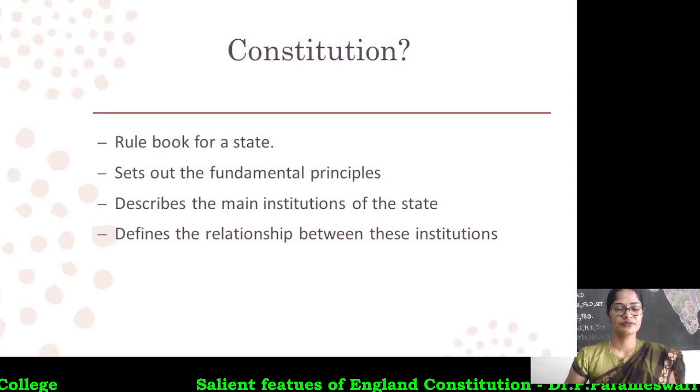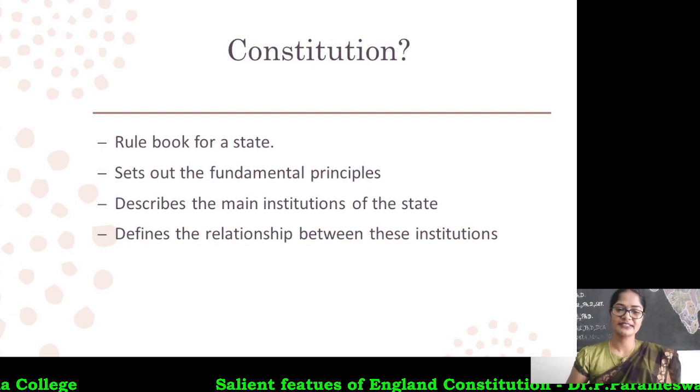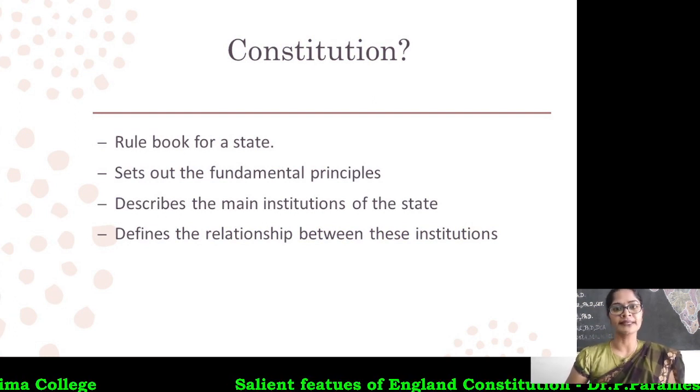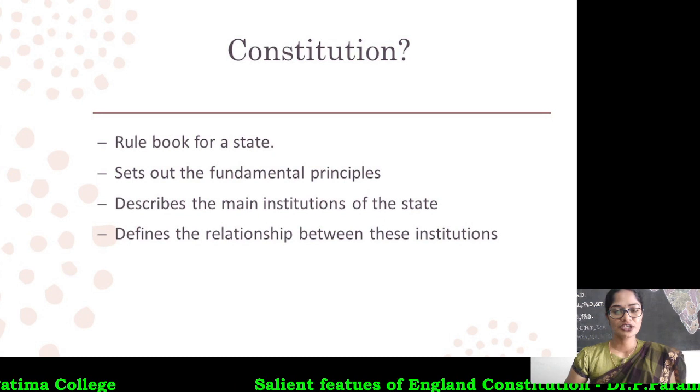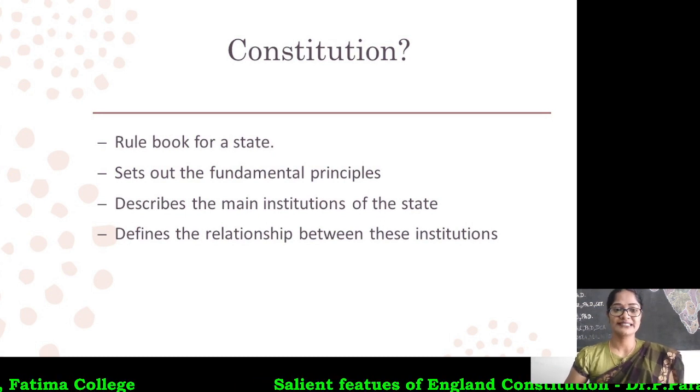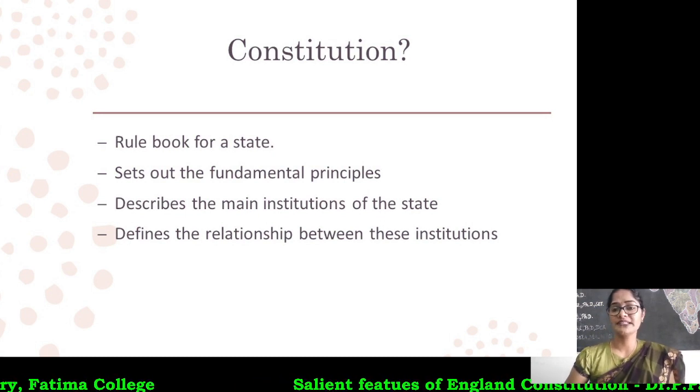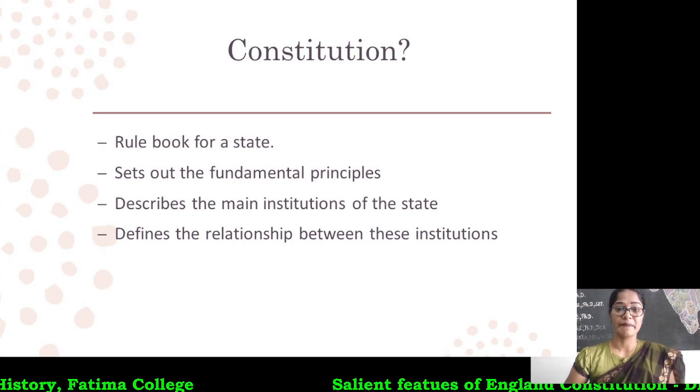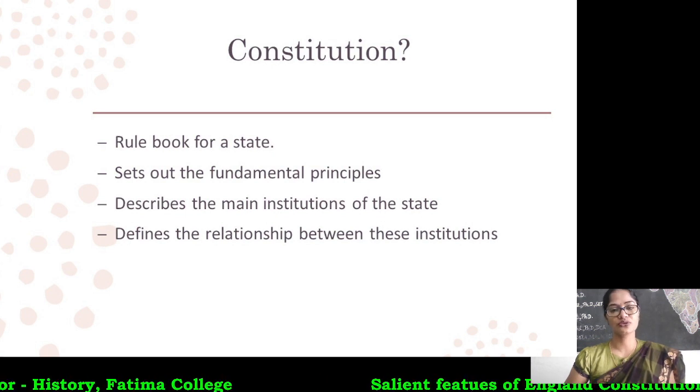So before going deeper into the salient features, let us have a look at what the Constitution is. Constitution is a rule book for a state. It sets out the fundamental principles to be governed by the state. It describes the main institutions of the state, for example, legislative body, executive body, and judiciary body, and also defines the relationship among them.